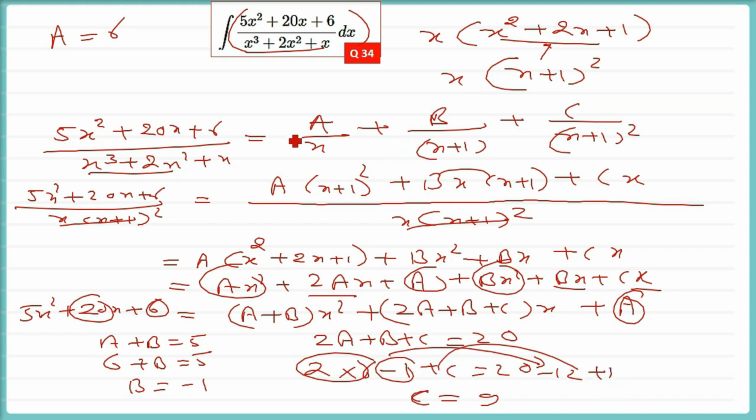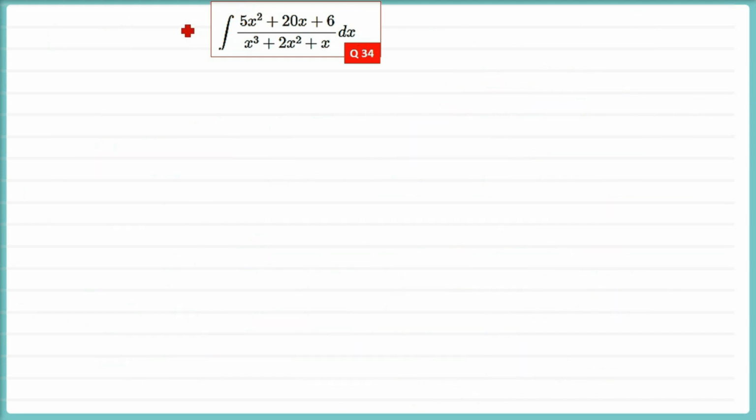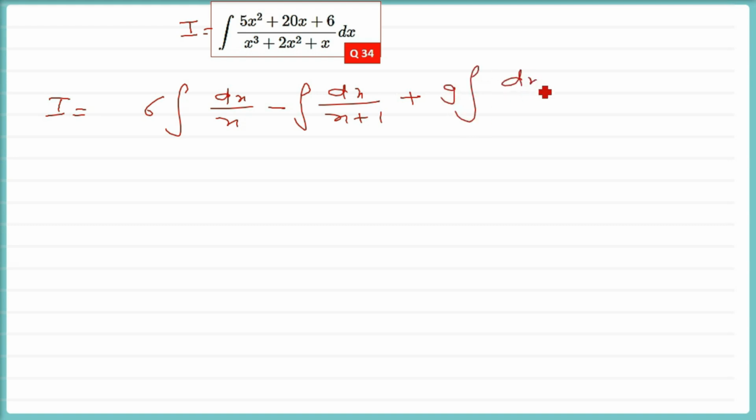Now we'll put in place of a, 6, then we'll integrate. In place of b, we'll put negative 1, integrate. In place of c, we'll write 9, integrate. This all along with dx. So let's do it formally. So integration will come like this. 6 integration of dx by x. Negative 1 was there, so minus dx by x plus 1, and then c came to be 9, so 9 integration of dx by x plus 1 whole square.